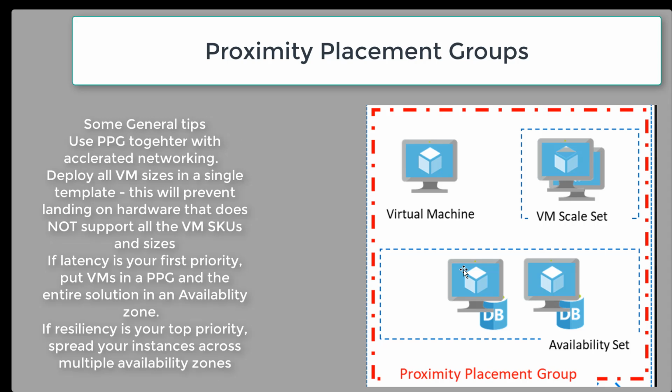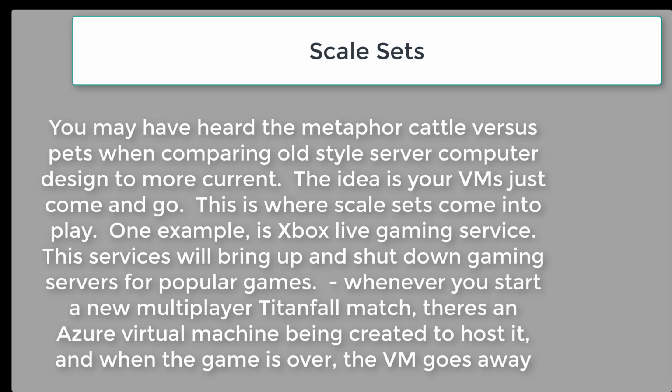Some general tips. Use proximity placement together with accelerated networking. Deploy all VM sizes in a single template. This will prevent landing on hardware that does not support all the VM SKUs and sizes. If latency is your first priority, put VMs in a proximity placement group and the entire solution in an availability zone. If resiliency is your top priority, spread your instances across scale sets.